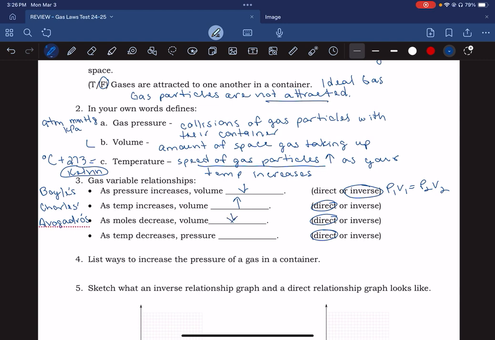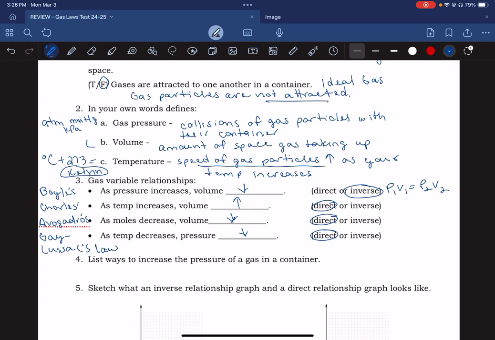And then as temp decreases, our pressure will do what? Temperature and pressure. Of the ones that we learned, it's Gay-Lussac's law. Gay-Lussac's law is the one where temperature and pressure were involved. All right, so as temperature decreases, pressure decreases. We know that it's a direct relationship because the only one we've studied that's inverse is Boyle's.